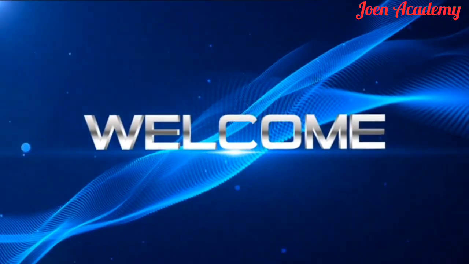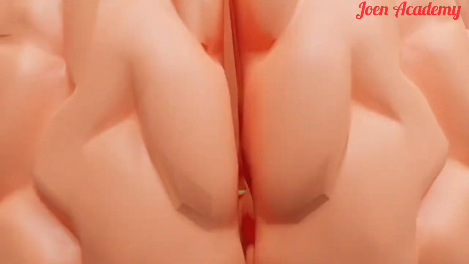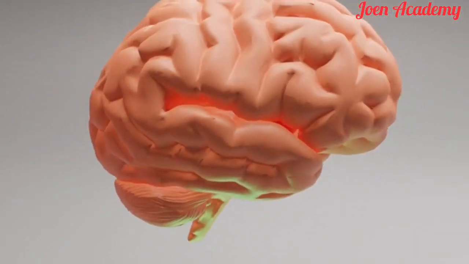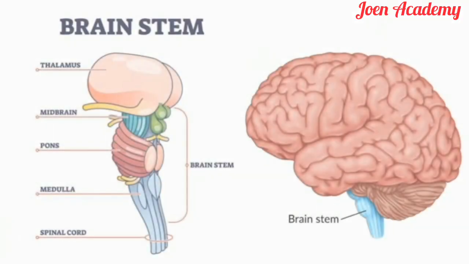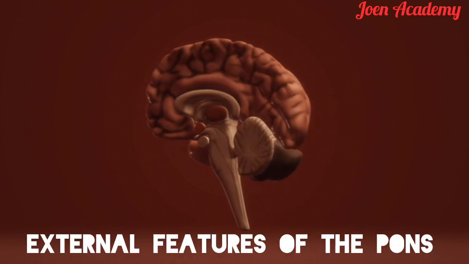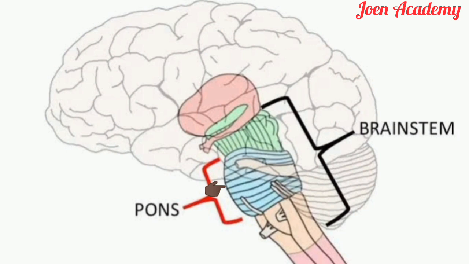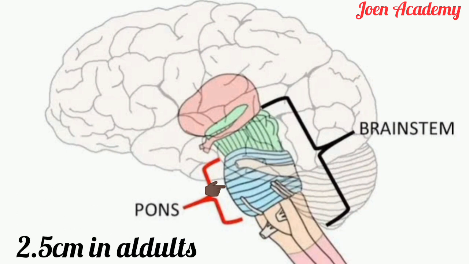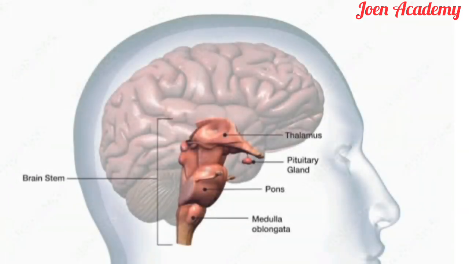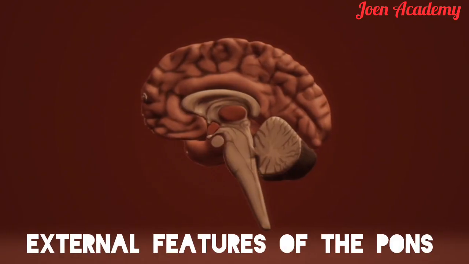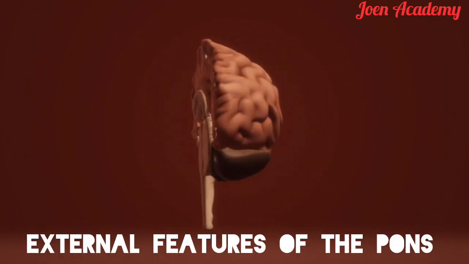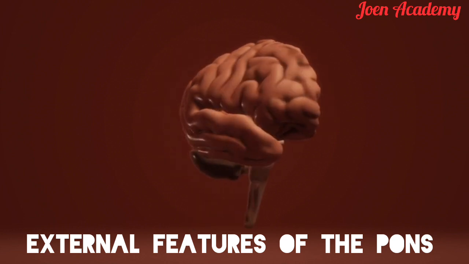In the previous video on neuroanatomy, we were able to introduce the brainstem. We said that the brainstem is made up of three basic parts which include the midbrain, the pons, and medulla oblongata. In this video, we'll be taking a good look at the pons. The pons is the middle part of the brainstem. It measures about 2.5 cm in length in adults and also serves as a connection between the midbrain and the medulla oblongata. This is the reason for its name because the word pons originates from a Latin word meaning bridge.